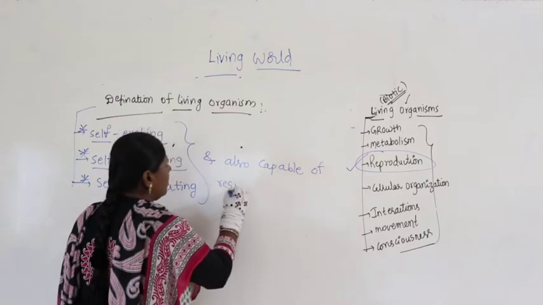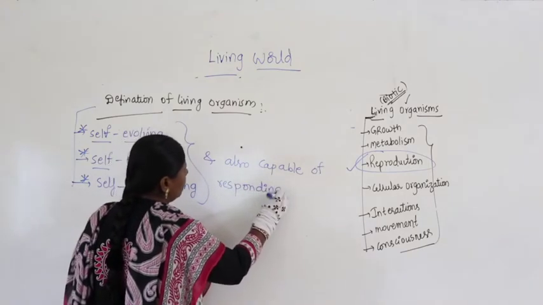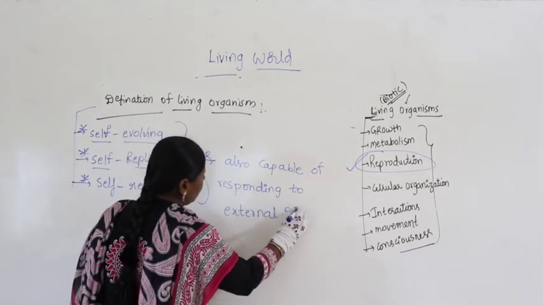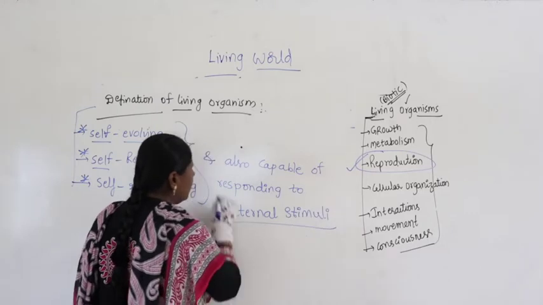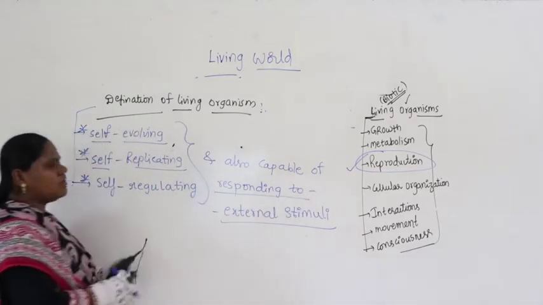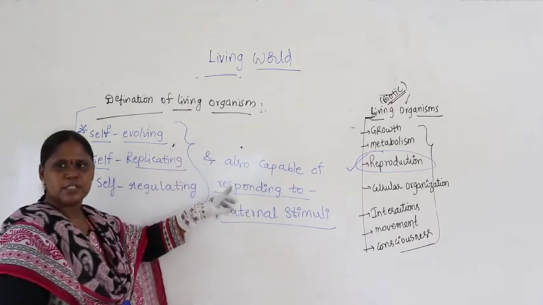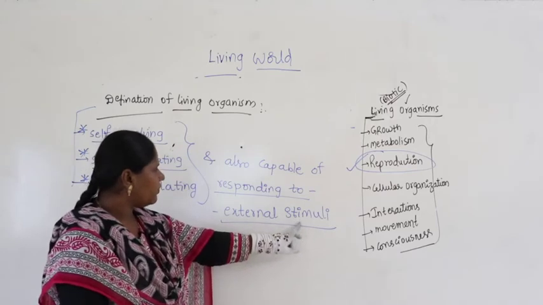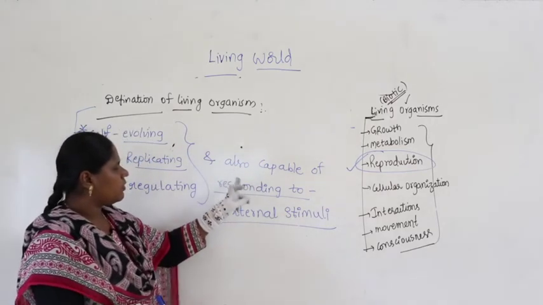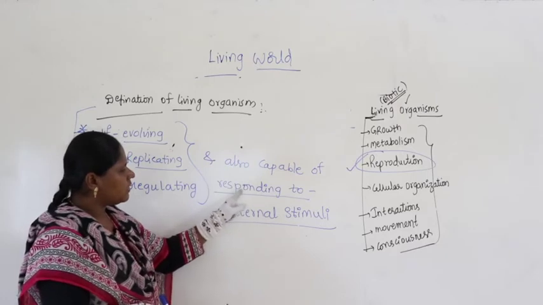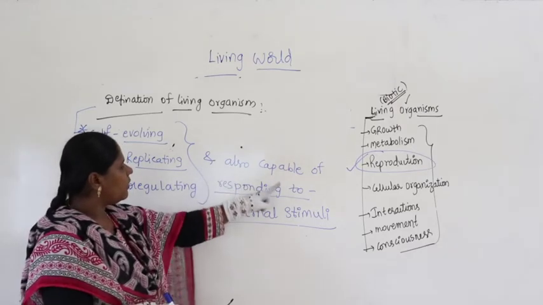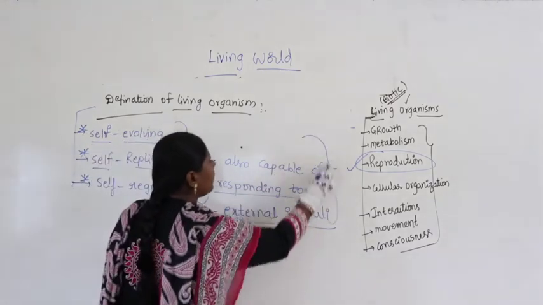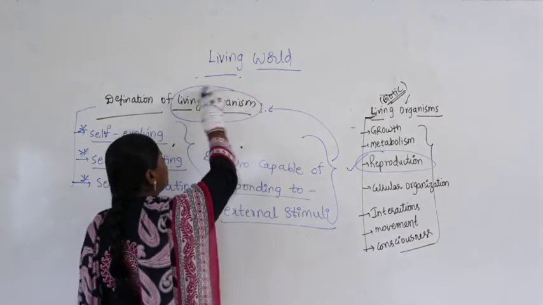of responding to external stimuli. It has the ability to respond to external stimuli. Any change in the environment is called a stimulus. The organism will show a response to the stimulus. This response itself is called irritability. Now, they are capable of responding to external stimuli. If they exhibit these properties, then it can be defined as a living organism.